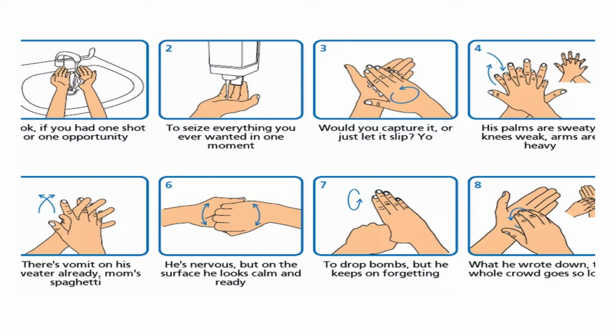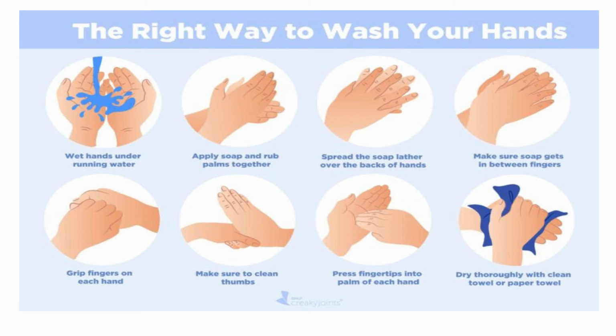This slide mentions how to wash your hands, like how to scrub between the fingers and nails and everything. So the right way to wash your hands is to wet your hands under running water, apply soap and rub palms together. Spread the soap lather over the backs of the hands. Make sure soap gets in between fingers. Grip fingers on each hand. Make sure to clean thumbs. Press fingertips into palm of each hand. Dry thoroughly with a clean towel or paper towel.